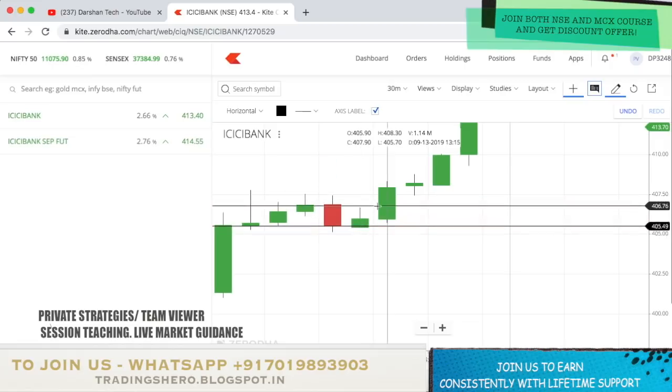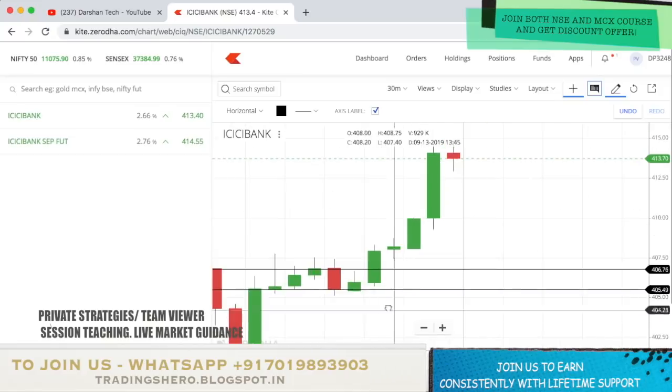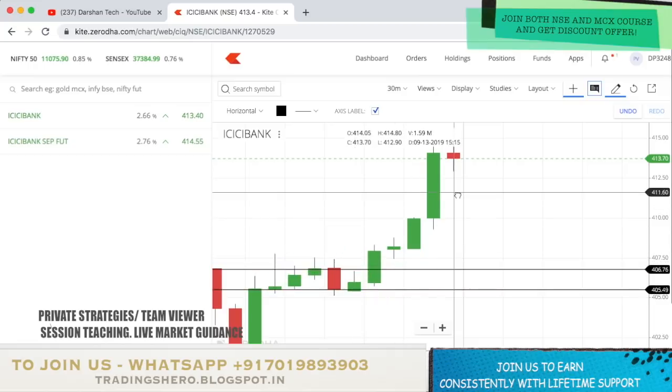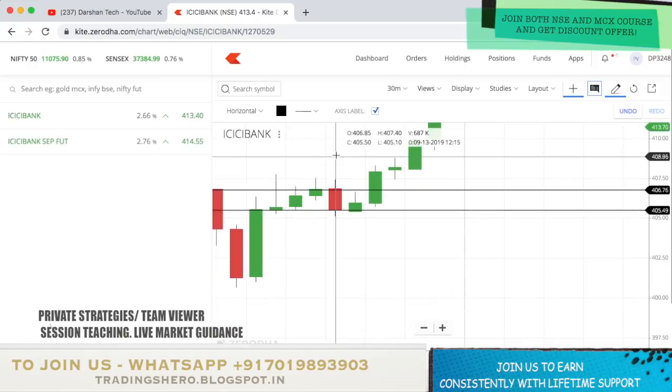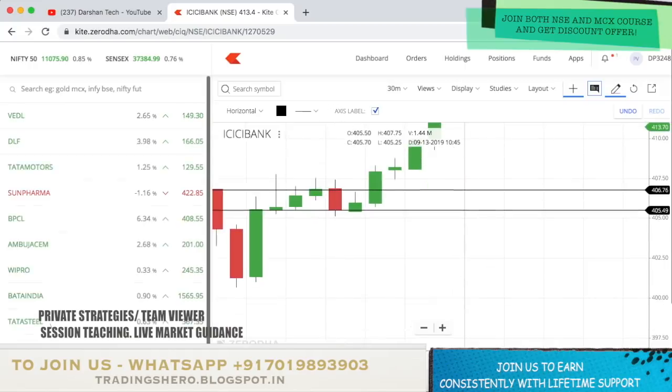Okay, so as you can see, the high got broke and the stock went all the way up. So the high was almost 406.65. So once it broke its high, it went all the way up till 414.80, and the low was not triggered, so there was no sell side. Okay, so let me show you a few of the examples so which you'll understand easily.